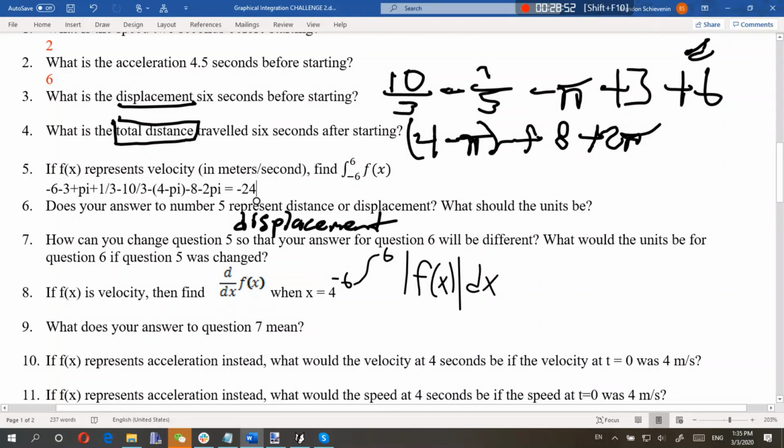Which means I would take all of the negative areas and make them positive. If I do that, then we're looking at total distance that we traveled, sort of like the odometer on a car, instead of how far you are away from the start point, which is displacement. Okay, so units would still be meters, or kilometers or miles or any other units for distance.